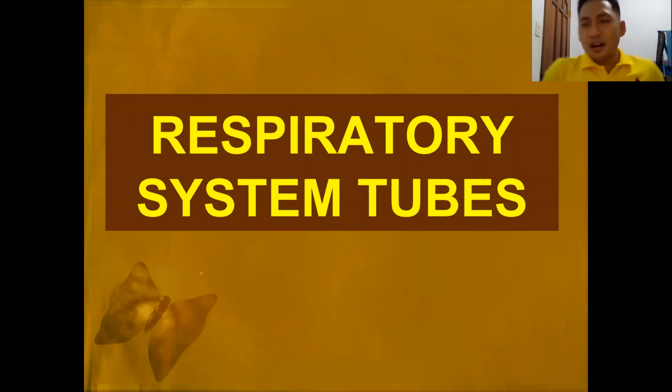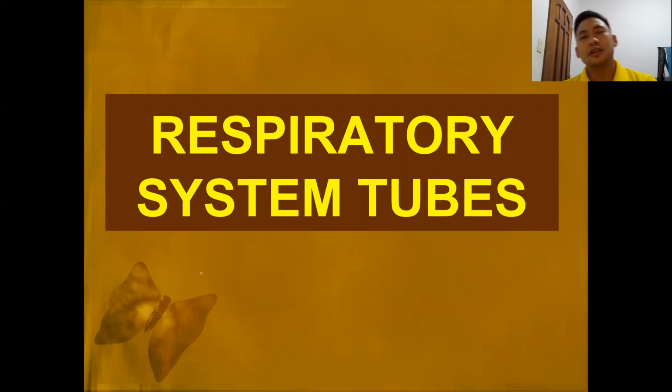Okay, so those are different devices. We have the low-flow oxygen systems and the high-flow oxygen systems. The high-flow oxygen system includes the aerosol mask or large nebulizer devices and the Venturi device. But among those devices, the most accurate oxygen delivery is the Venturi device. So we will now proceed with respiratory system tubes.